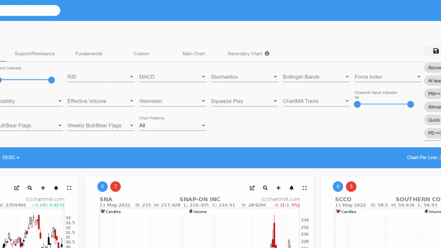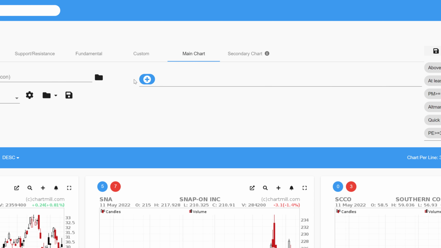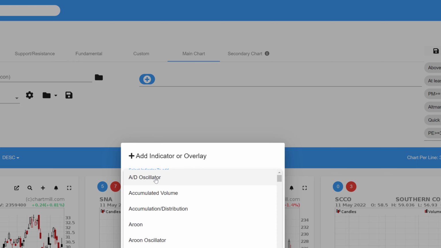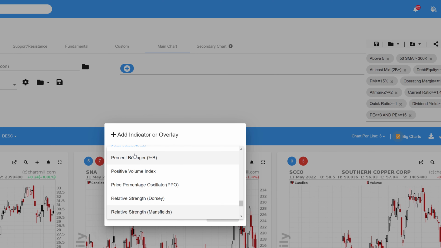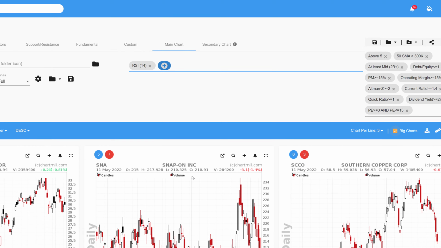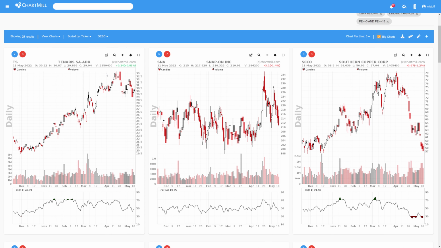Make sure the RSI is visible on your chart. To do so, click on the main chart menu and then click on the plus sign. Click once in the Select Indicator to Add box. A drop-down menu will appear. Now click several times R until you see the RSI appear in the selection box and select it. Click on Add Indicator. Now to set the RSI filter, go to the Indicators tab.